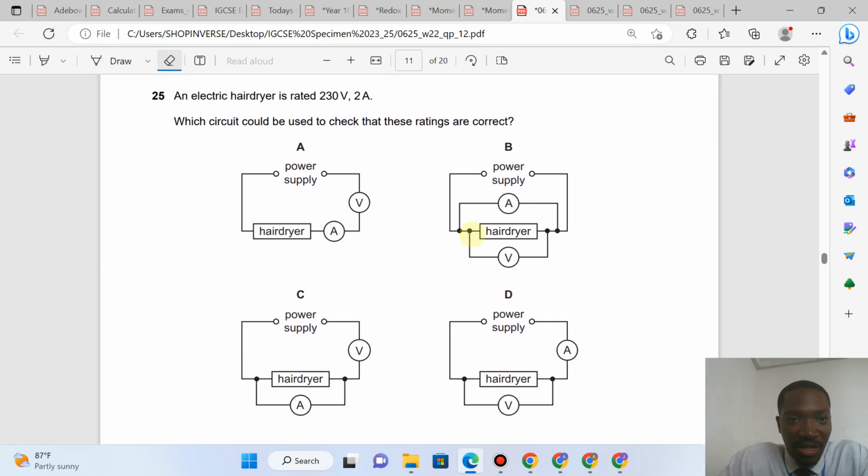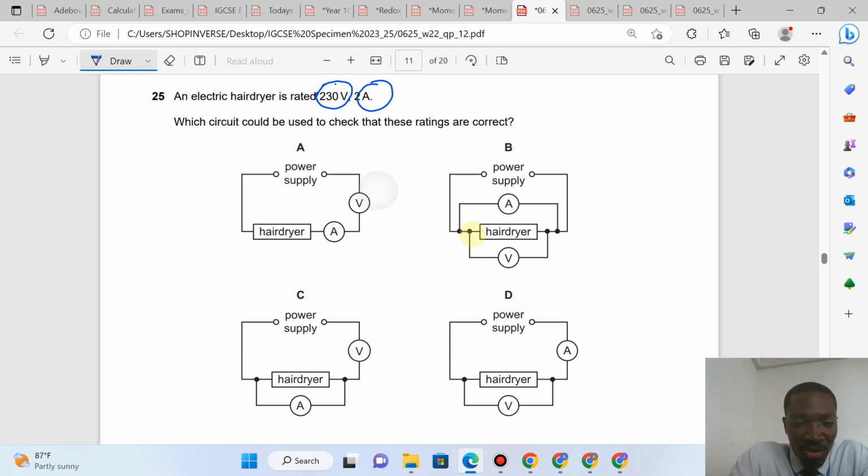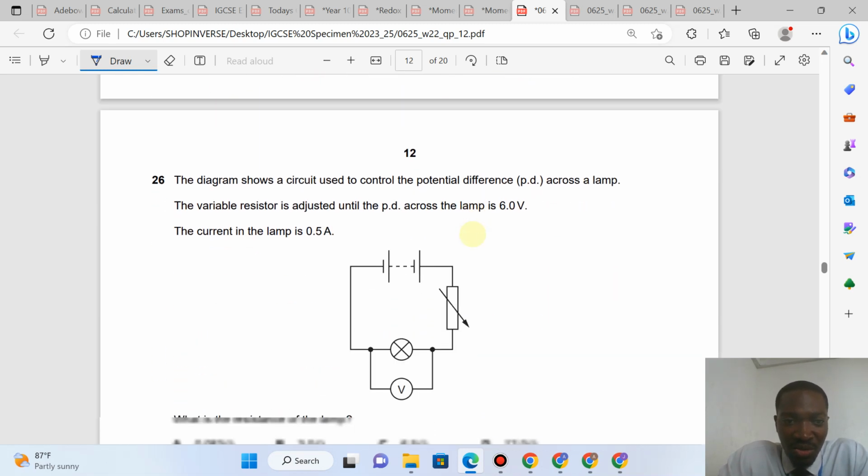Question 25. An electric hair dryer is rated 230 volts 2 amperes. Which circuit could be used to check that these ratings are correct? So this is voltage. You measure voltage with a voltmeter. Ampere, that's current, you measure with an ammeter. You can't connect a voltmeter in series in a circuit, so this is wrong. An ammeter can never be connected in parallel, so this is wrong. Ammeter in series, voltmeter in parallel. This is correct. That means option D is the correct answer to question 25.